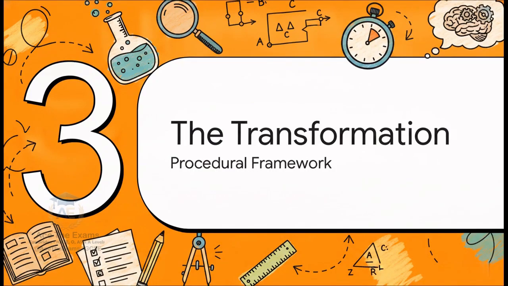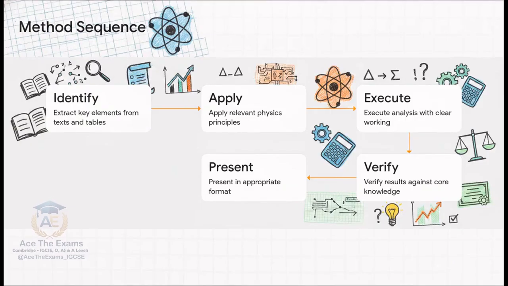Section 3, the transformation. This is where it gets real. Welcome to the procedural framework. This is all about practical, on-the-ground application in the exam hall. You need to develop professional exam skills, applying correct formats, using the appropriate scientific terminology, and dynamically evaluating your own performance as you write. Let's walk through the exact sequence that guarantees method marks. I want you to think of this as your definitive success blueprint. It's an insider secret.